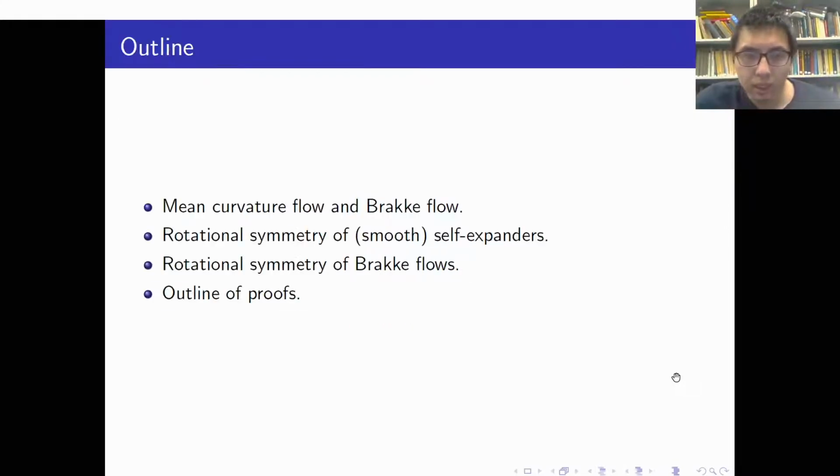Okay, so this is my outline, and I think in the first video I'll talk about the first two bullet points, so mean curvature flow and brakke flow, which is a generalization of mean curvature flow to singular sets. And then I'll talk about the case of rotational symmetry for smooth self-expanders. And in the second video I'll do the rest of the talk, which is to make sense of rotational symmetry for more general brakke flows and give an outline of proofs.